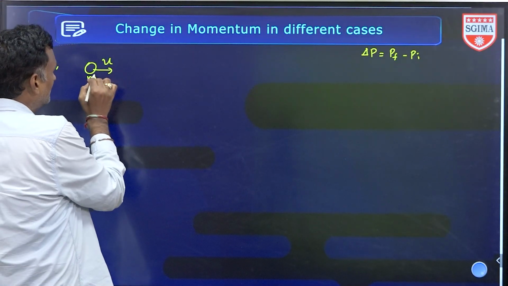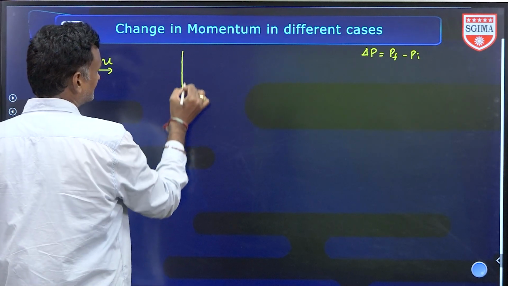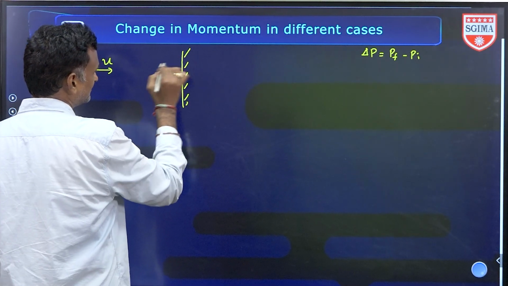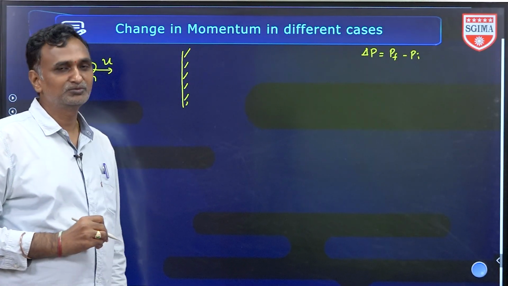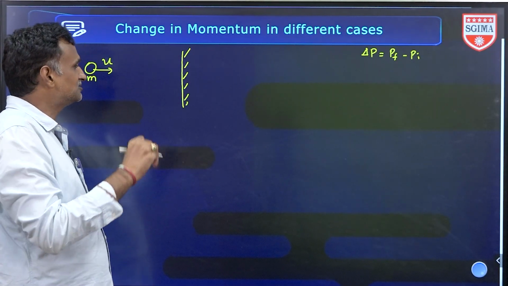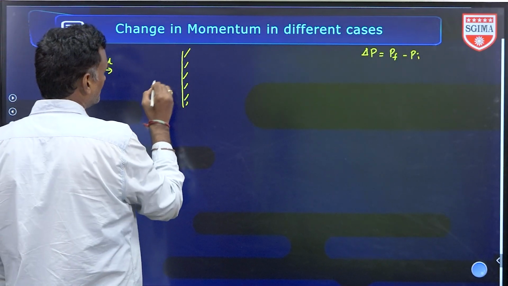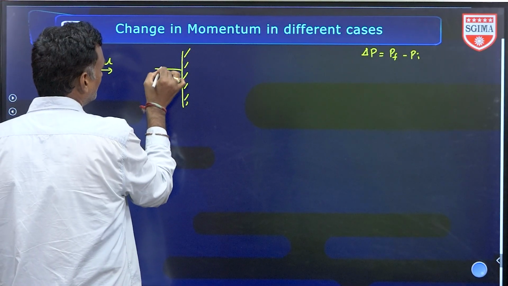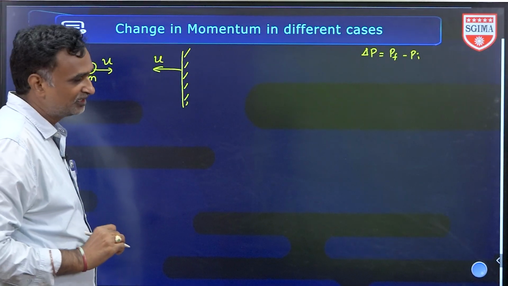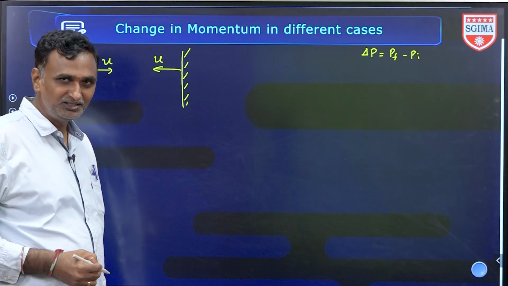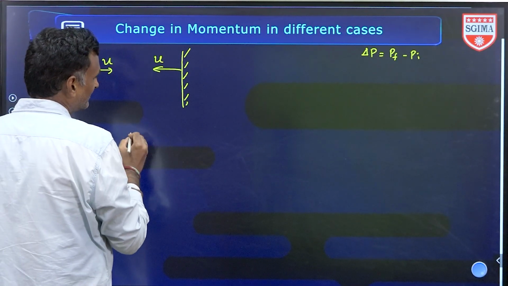So the ball is going right side with a speed u, and suppose it gets stuck, or it gets a rebound from the wall. Then what is the change in momentum? It depends on the rebounding conditions. Suppose it is rebounding from the wall with a speed u only, then you should understand the change in momentum. How do we apply it? Let us see here.